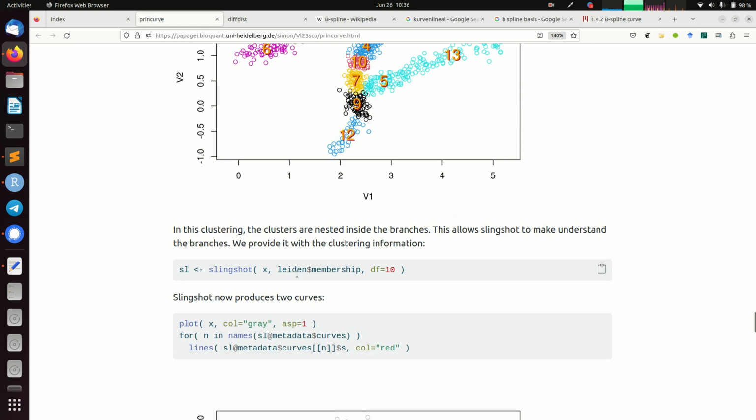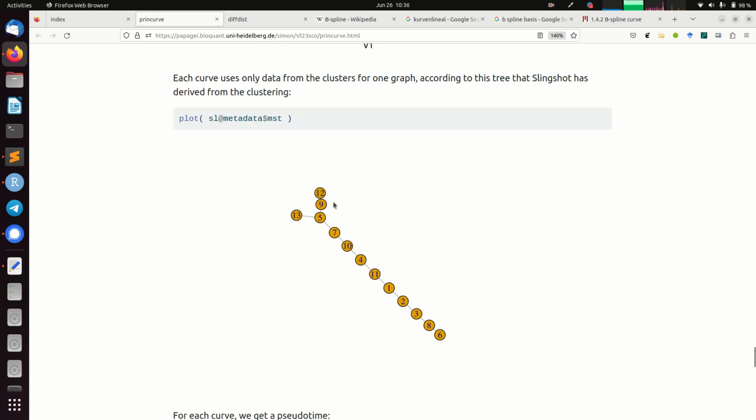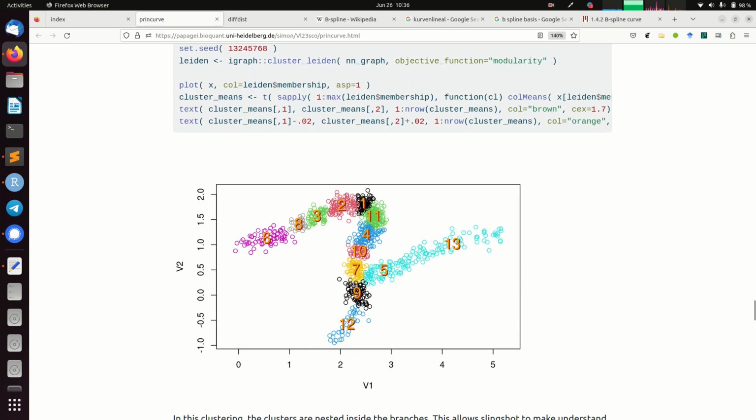If we call Slingshot with this x here and with this Leiden membership, so you remember that was this vector that tells us for each point the number of a cluster it is in, then Slingshot produces a tree, this one here. So each number here is a cluster, and as you can see here exactly our clustering structure from 6 to 5, and then we either branch to 13 or to 9 and 12.